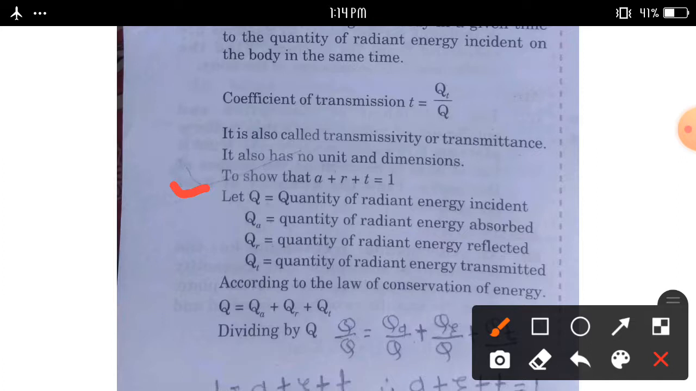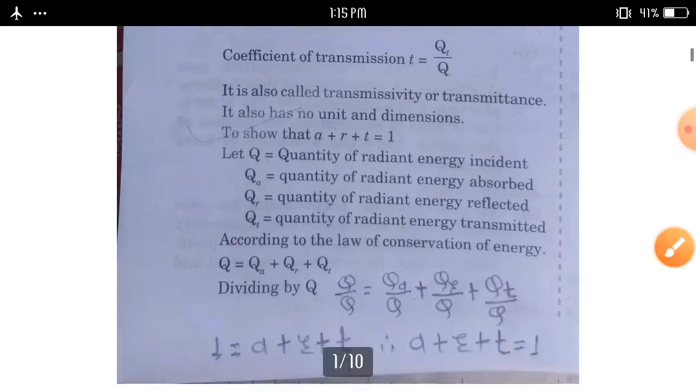Q is the quantity of radiated energy incident, Q suffix a the quantity of radiated energy absorbed, Q suffix r the quantity of radiated energy reflected, and the third one, Q suffix t, the quantity of radiated energy transmitted. According to the law of conservation of energy, Q is equal to Q suffix a plus Q suffix r plus Q suffix t.